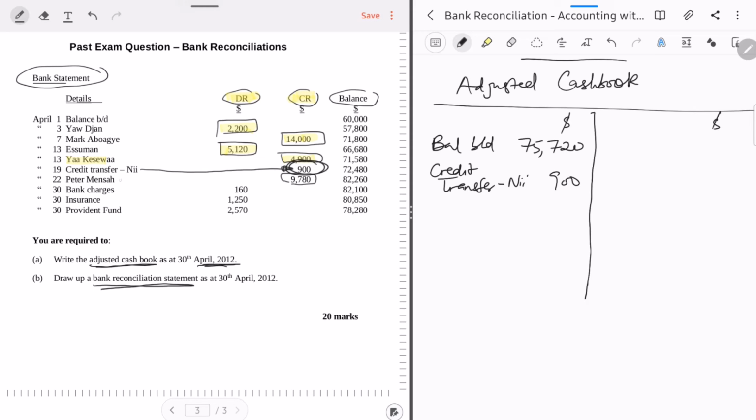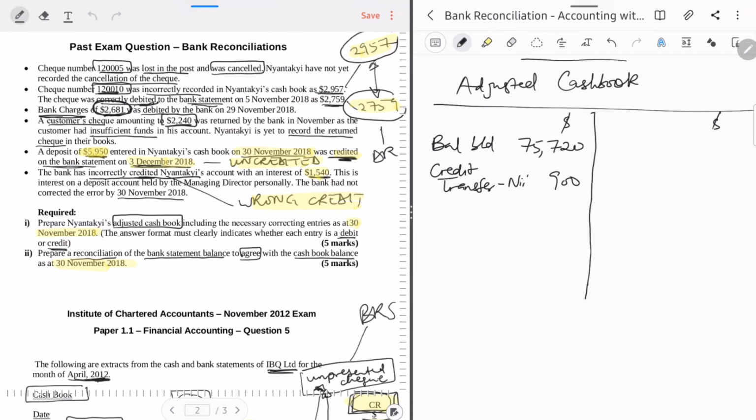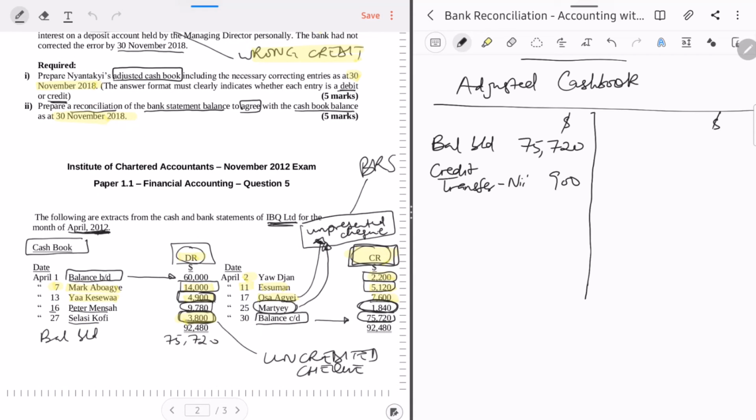Let's keep going. The next is Peter Mensah of what? 9780. Did we have it on our debit side? Yes, it's here. Peter Mensah of 9780. We are good.